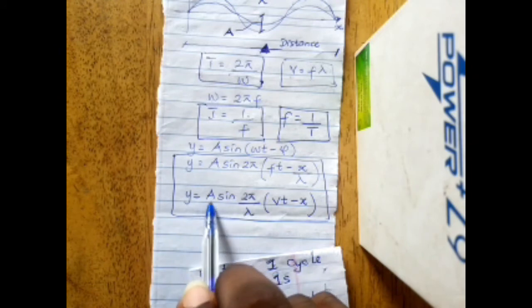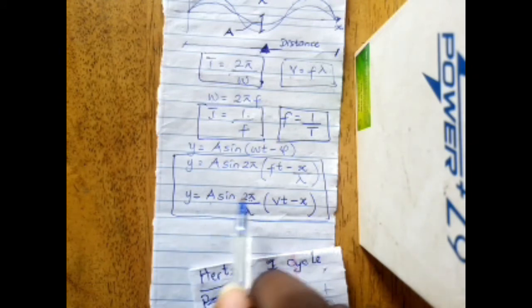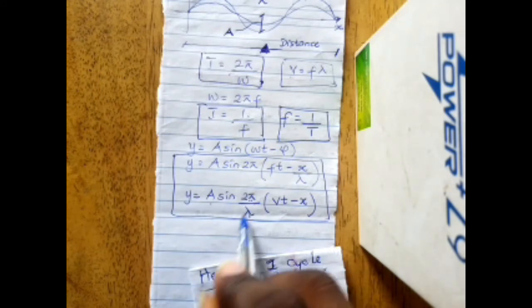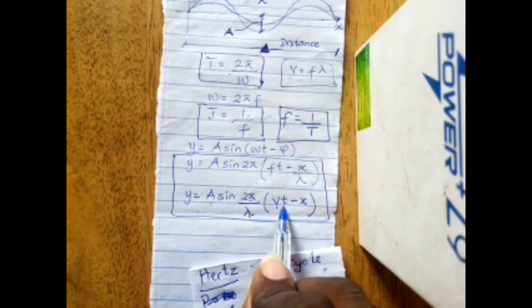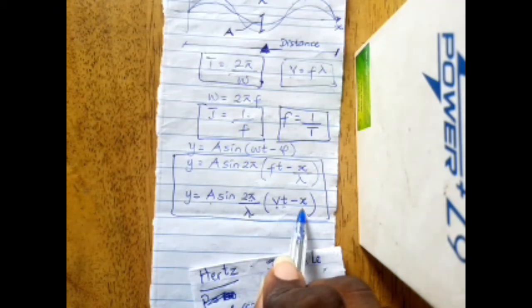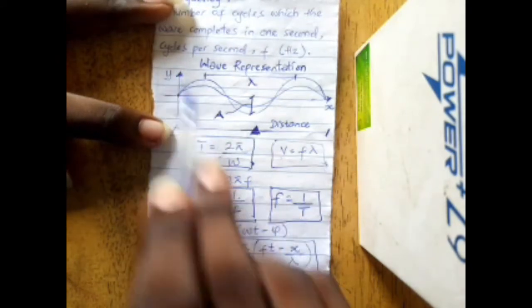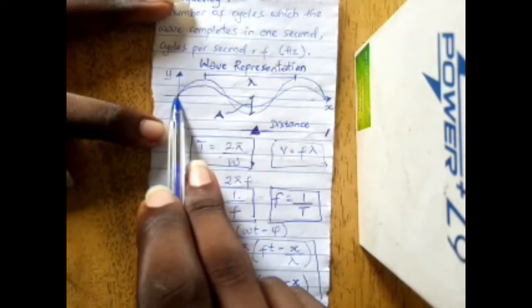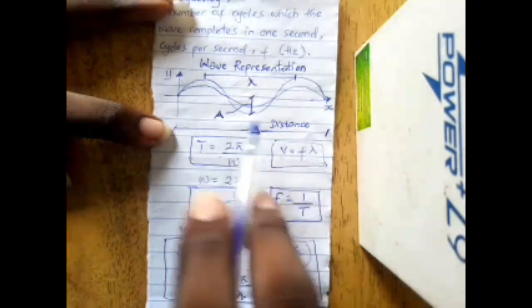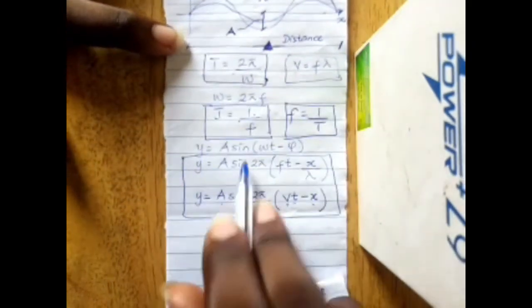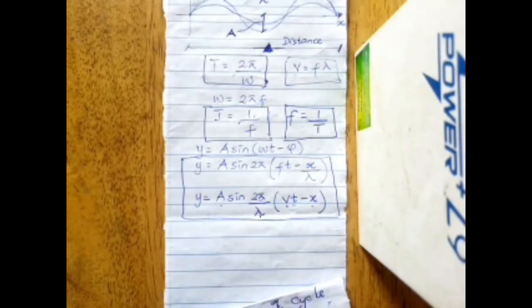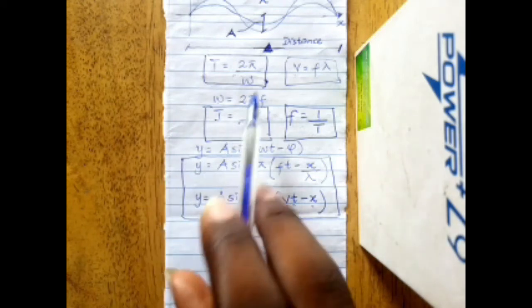So A here is the amplitude, which I explained. Pi, which is 3.142. This is lambda, which is the wavelength. V is the velocity. T is the time. X is the horizontal displacement. And in the representation, you have y-axis and you have x-axis. Movement in y-axis, movement in x-axis. So these are the formulas which we'll be using. So now we'll be solving past questions on waves and seeing how to apply these formulas.